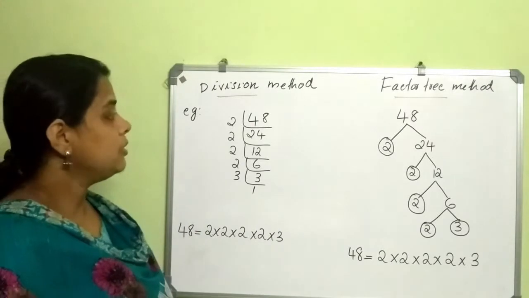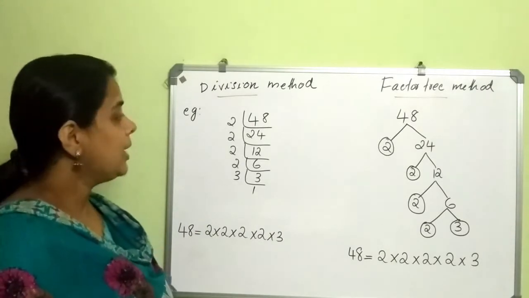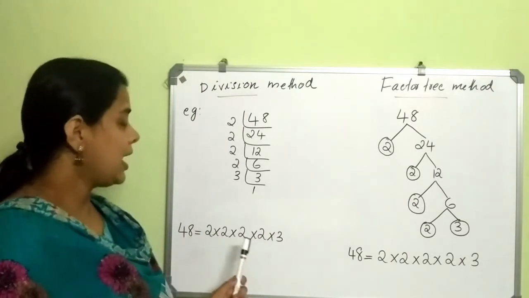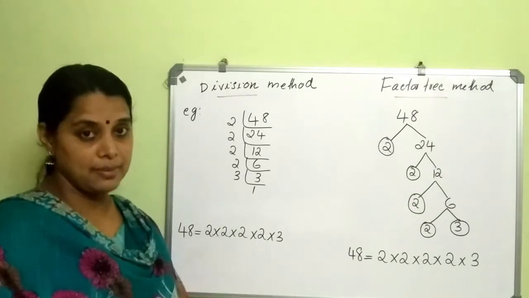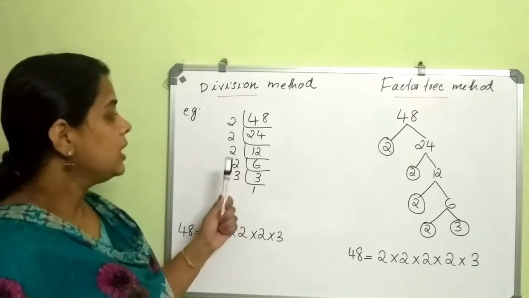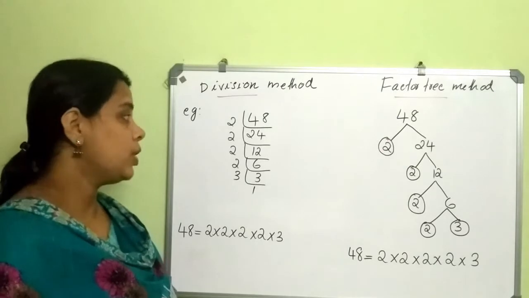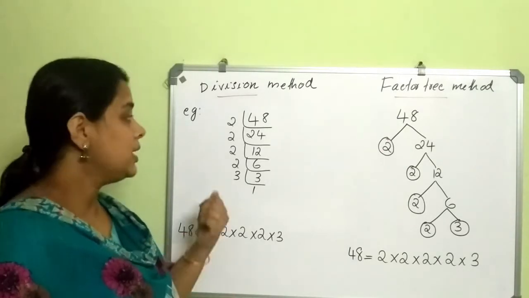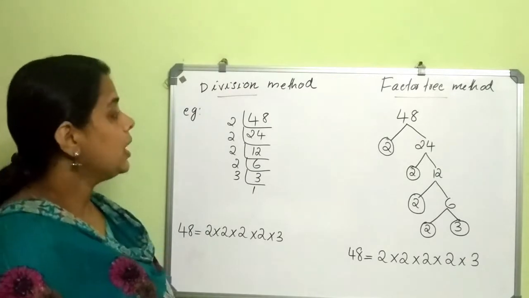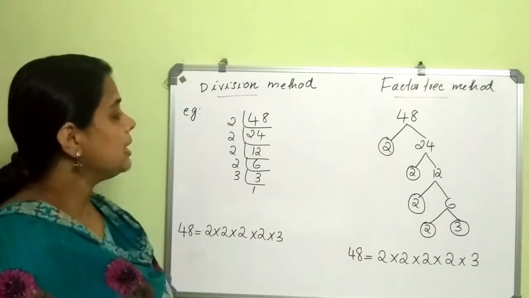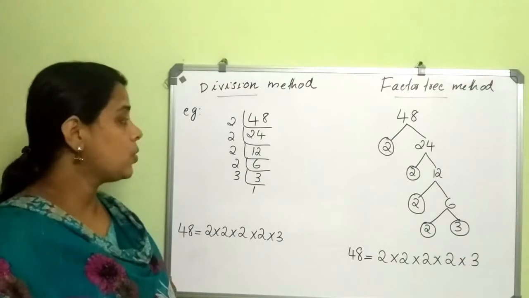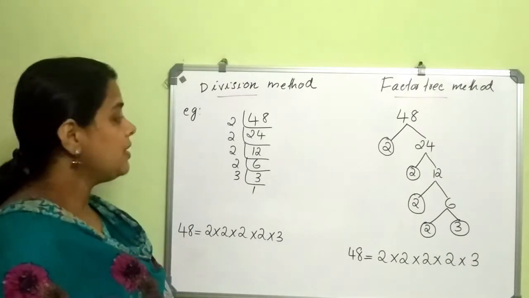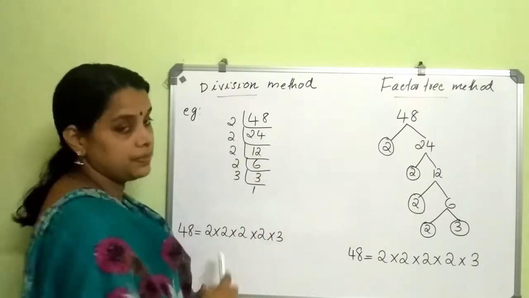See the example 48. We have to write 48 as a product of prime numbers. So we need to divide the number by the least prime number. The least prime number is 2. Now we are dividing 48 by 2. We will get the quotient 24. We will write the quotient down.